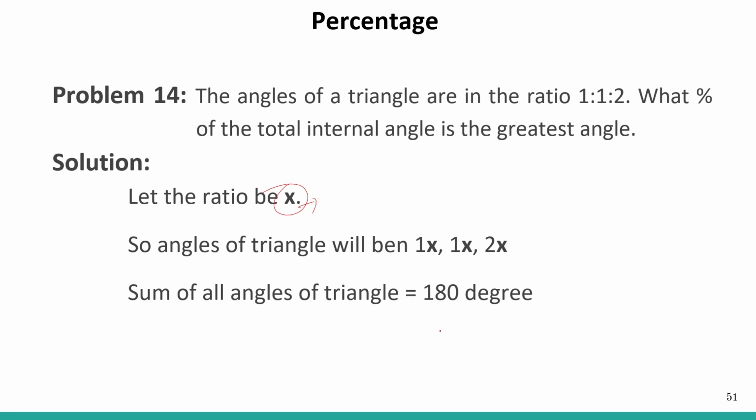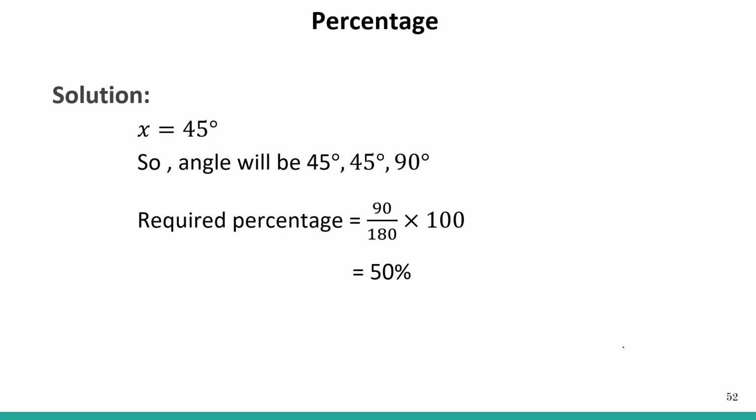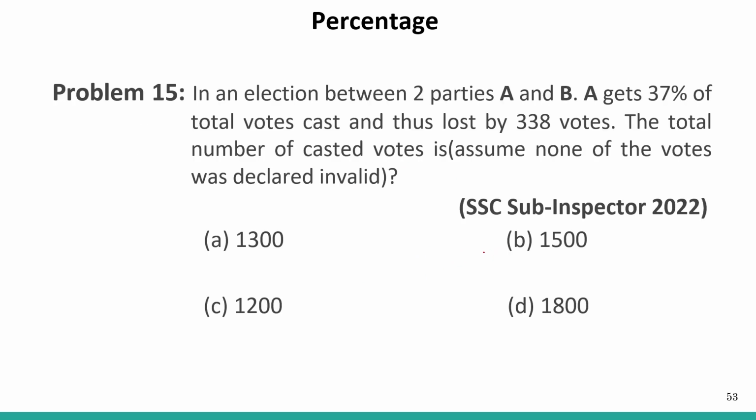The sum of the angles will be 2x plus 1x plus 1x is equal to 180 degrees, because the sum of all the internal angles is 180 degrees. So 4x is equal to 180 degrees. This implies that x is equal to 180 by 4, which is 45. So the angles will be 45, 45 and 90 degrees. The required percentage will be 90 by 180 into 100, which is equal to 50%.